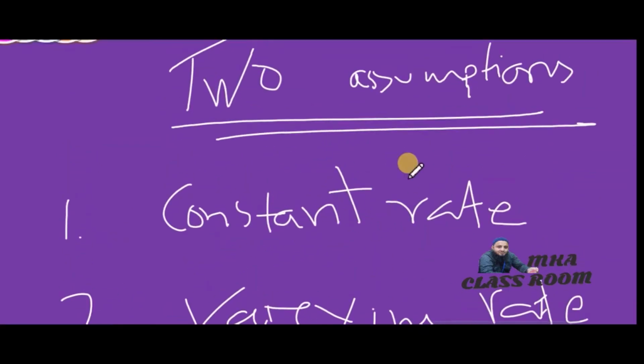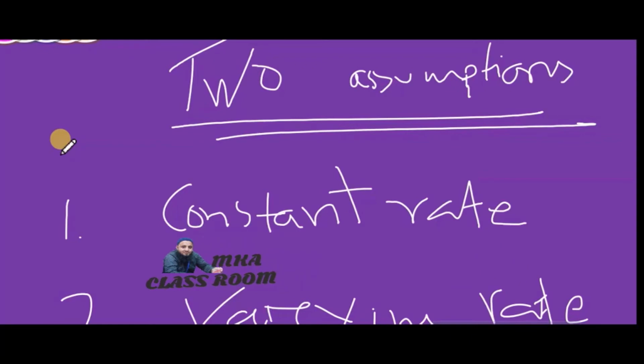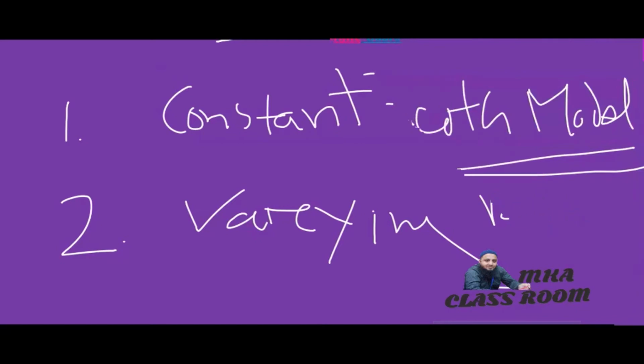These are the two assumptions, because the multiple year holding period model is practically infeasible. To correct this method, there are two assumptions: one is that dividend will grow at a constant rate in future, and the other is that dividend will grow at varying rates in future. That's why the multiple year holding period model can be divided into two models: one is the constant growth model, another is the multiple growth model. Now we will see the constant growth model.